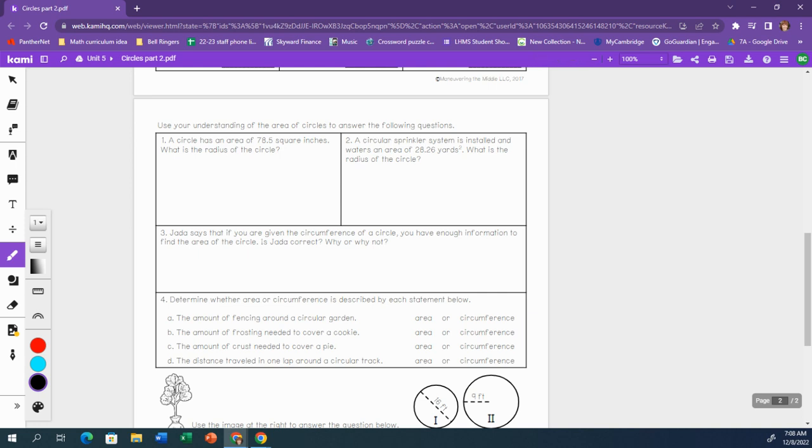A circle has an area. So now we know the area. We want to find the radius. So the area equals, remember this, pi r squared. Okay. So then let's plug in our points. 78.5 equals 3.14.